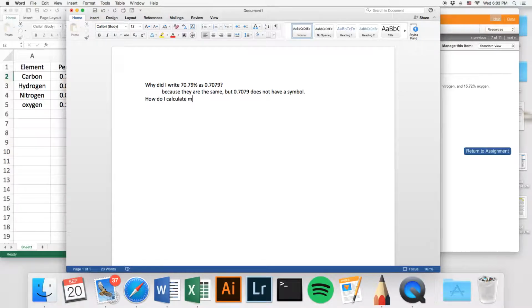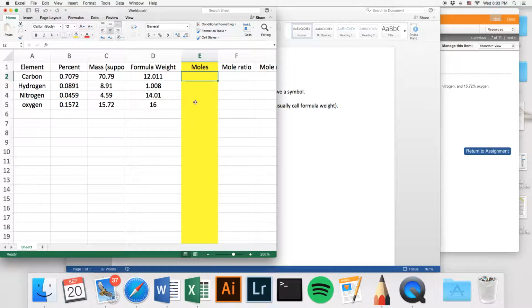How do I calculate moles? From mass, multiply or divide by molar mass, which I usually call formula weight. Okay? Right, I need the moles. I got the formula weight here.